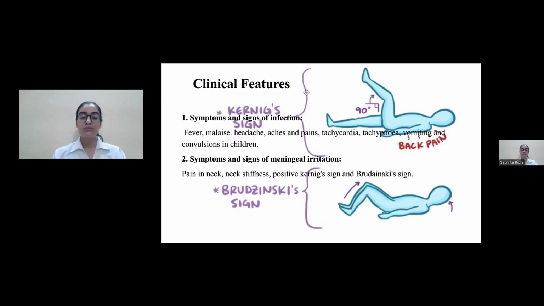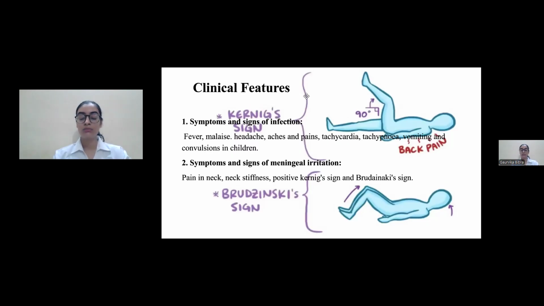There would be fever, malaise, headache, aches, pain, tachycardia, nausea, vomiting, and convulsions in children. And then there could be signs and symptoms of meningeal irritation. That will include pain in the neck, neck stiffness, and a positive Kernig sign and Brudzinski sign. Do remember that Kernig sign and Brudzinski sign could be asked in the viva, so definitely remember those things.